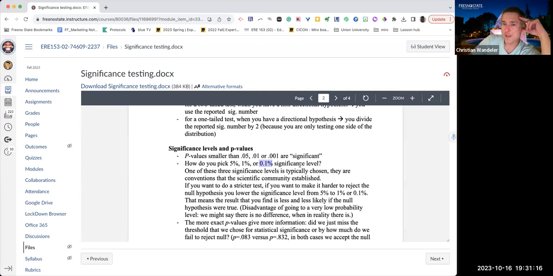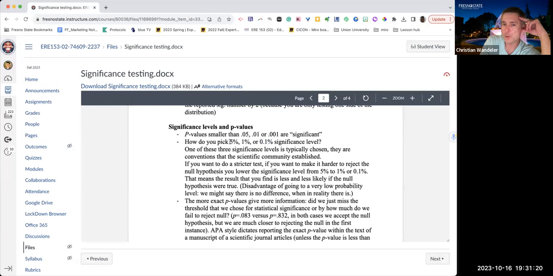And that's why, in social sciences, many times we use the 5% level, or the 0.05 level. If I don't say anything else in this class, that's where we work from. But you could say at the beginning of a study, we're going to pick the 1% level, or we're going to pick the 0.1% level.